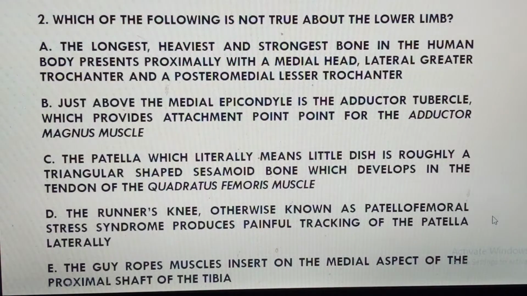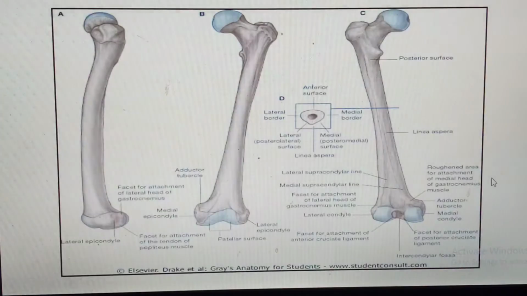Option E says the gyros muscles insert on the medial aspect of the proximal shaft of the tibia. Now this is a very true statement, although we know that the medial border and medial surface of the tibia is subcutaneous, such that there's no muscle actually inserting or attaching there. But if you come to the proximal aspect, yes, 3 muscles, although they are all coming from different compartments, are going to insert there. I'll show you this one. Those muscles are what we refer to as the gyrus muscles.